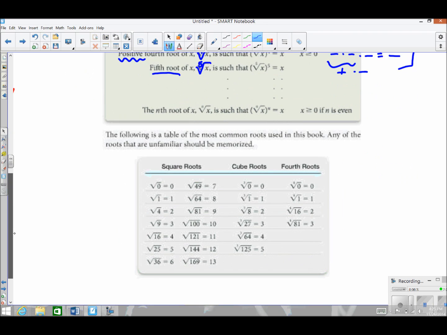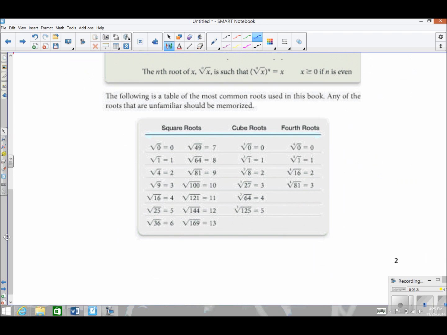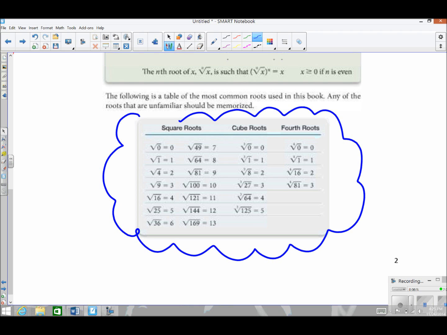Down at the bottom here, you have a chart that's just to help you see some of the most commonly used roots that we're going to be looking at, because we're going to talk about simplifying. So you really want to be aware that these are the most common roots and ones that you should expect to see. So take a look at this chart, use it when you're doing homework, and try to memorize a good chunk of these. It'll just make your life easier.